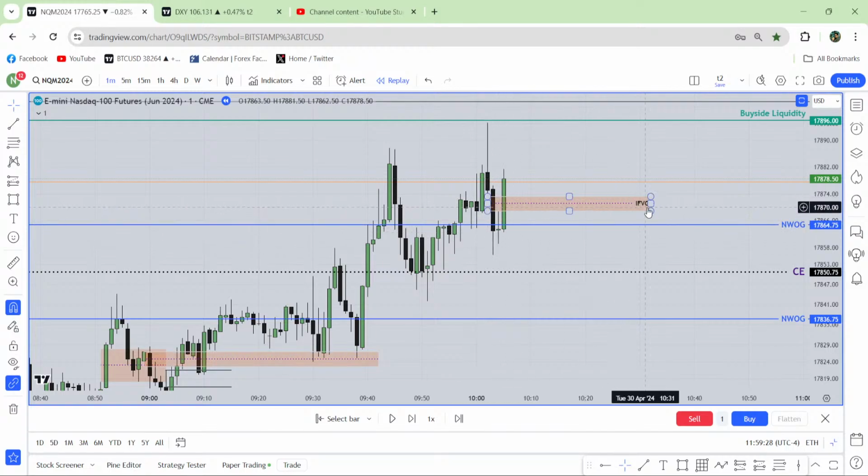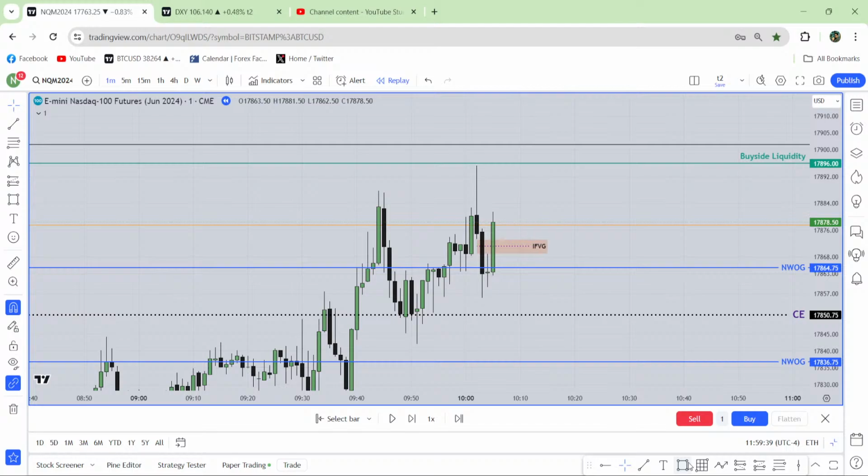Then it made this inversion fair value gap. Why this inversion fair value gap? This low failed to take that low. This low failed to take that low. This is a perfect inversion fair value gap.